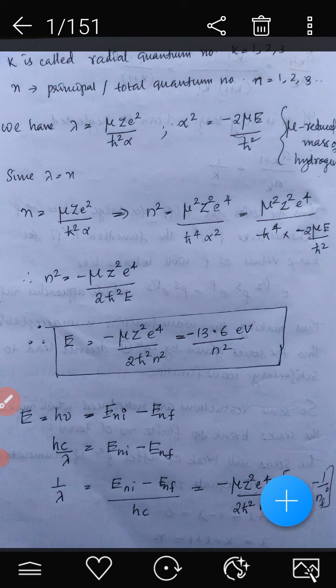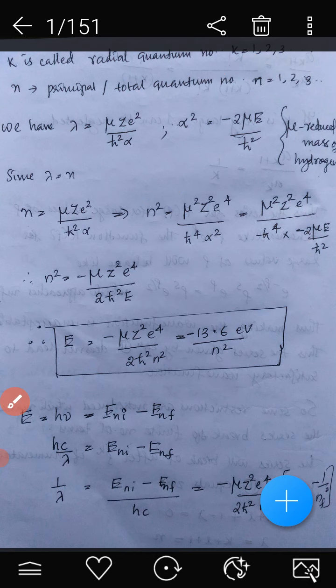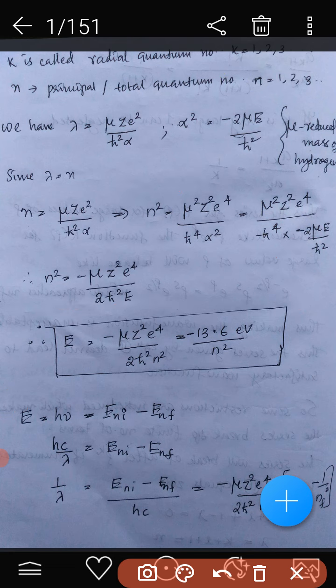And we have lambda is equal to mu z e square by h cross square alpha, and alpha square is equal to minus mu E by h cross square. Since lambda is equal to n, instead of lambda I wrote n. n is equal to mu z e square by h cross square alpha, that is n square is equal to mu square z square e to the power 4 by h cross square alpha square. So instead of alpha square, I substituted the value here. Then n square is this value.